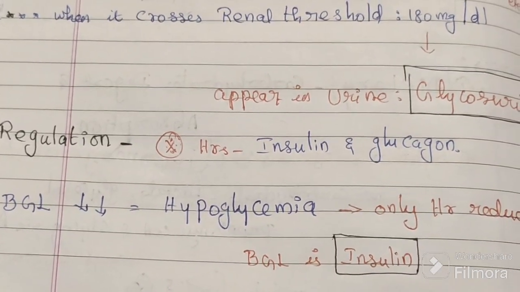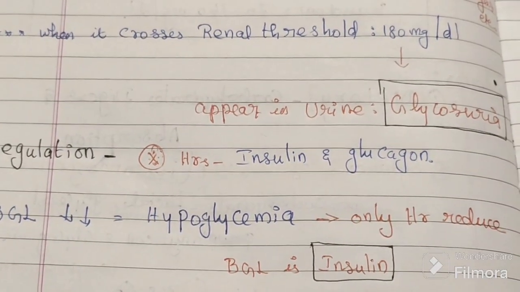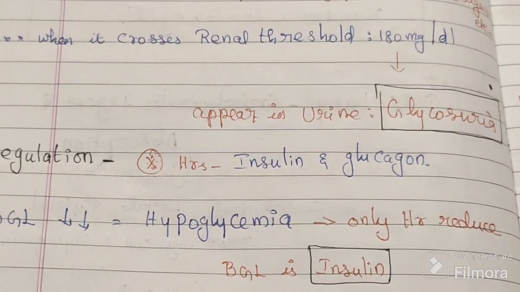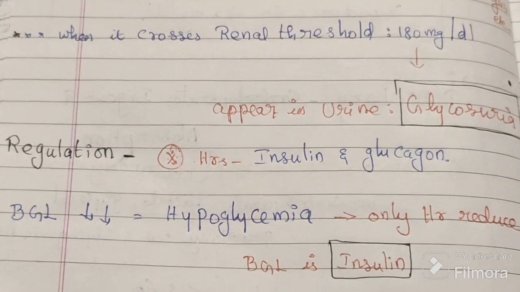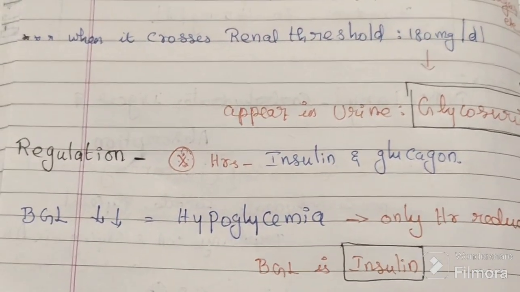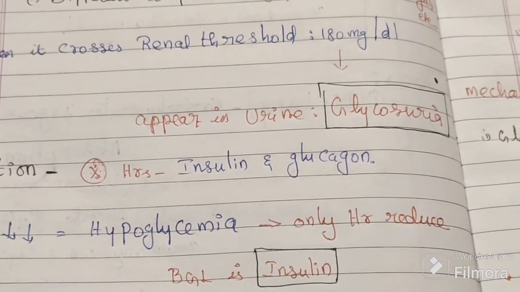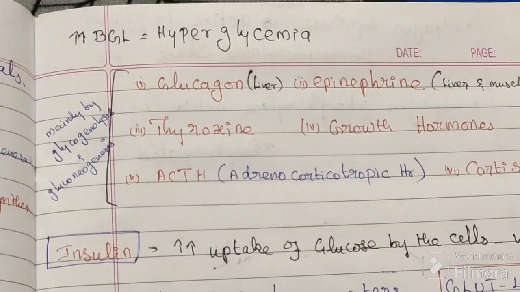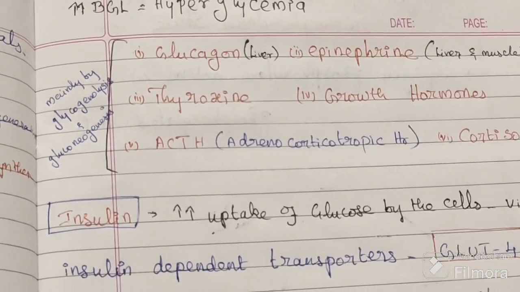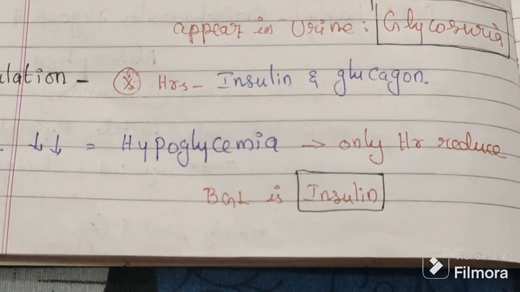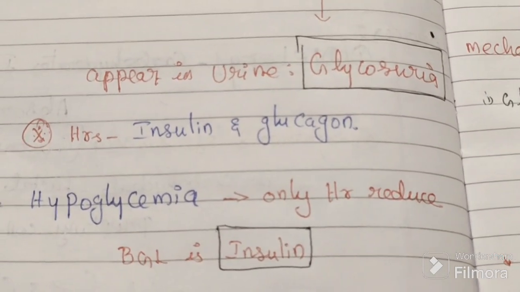Now coming to how it is regulated in our body. The important hormones responsible for regulation of blood glucose level are insulin and glucagon. When blood glucose level is decreasing, that condition is called hypoglycemia. When the blood glucose level is increasing, that condition is called hyperglycemia. The one and only hormone which decreases blood glucose is insulin.